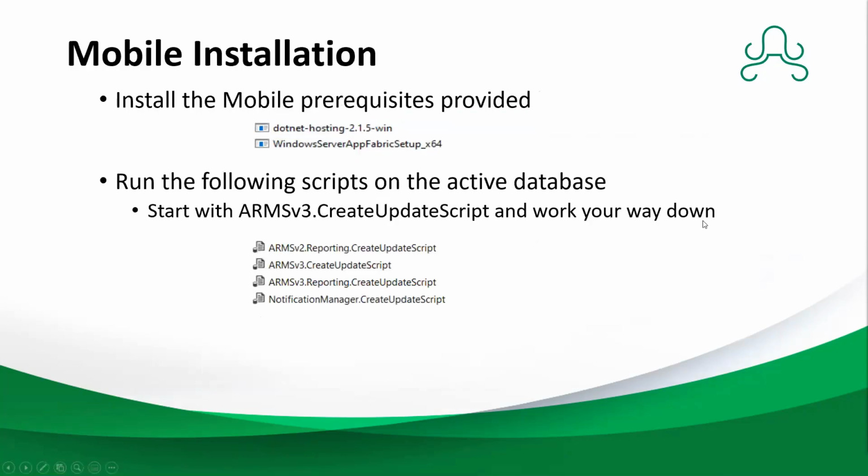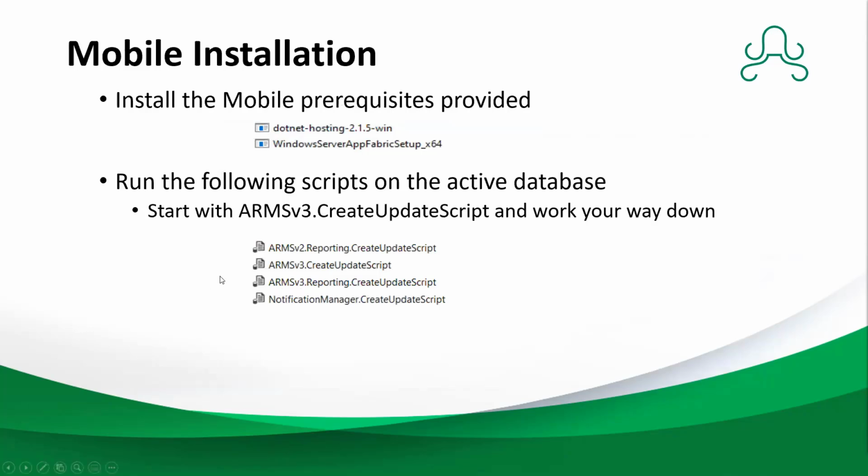So for that mobile installation, you'll want to install the mobile prereqs. And typically, you can do this at the beginning, or you can do it after you install the client. But it's really just these two. And there is a new version that installs .NET 3 that's provided, and you won't have to worry about that. For mobile, there is also a few scripts that will need to be run against the database, and the ARMS support agent will typically do this for you.